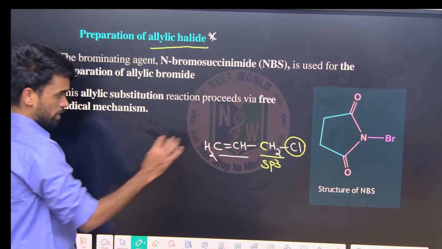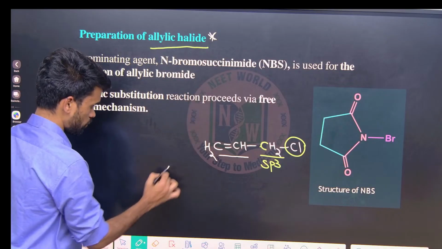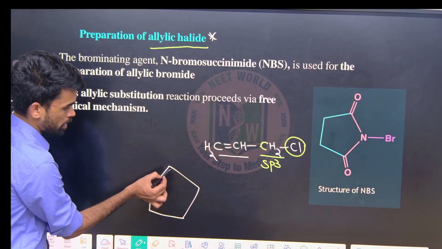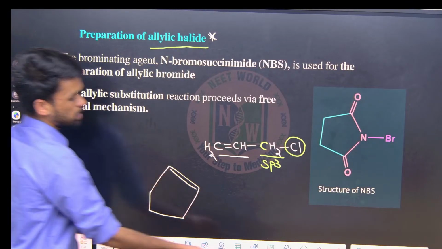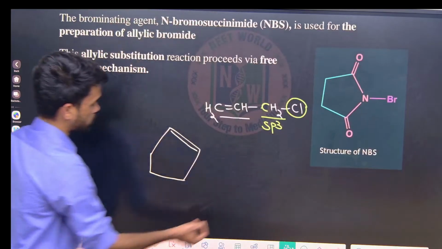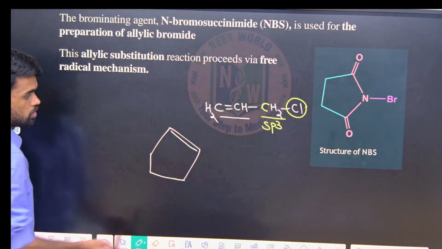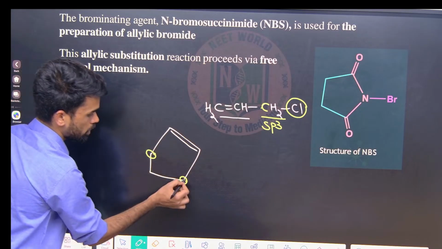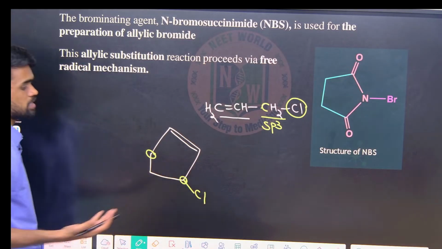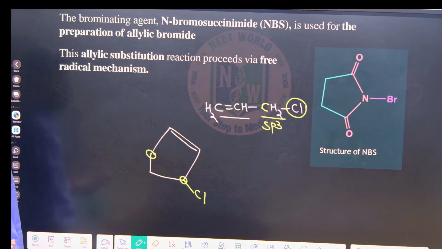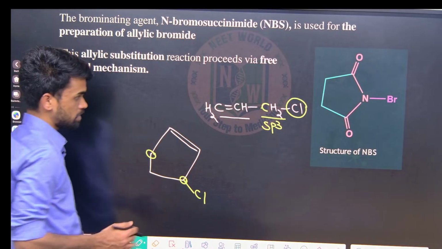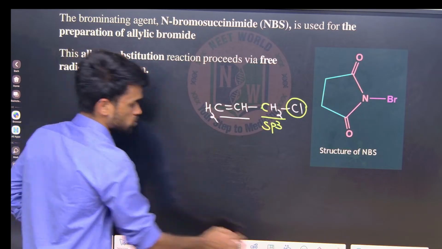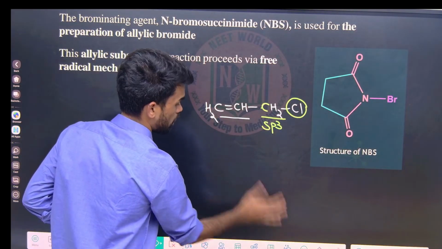Now it can be in any manner. See, I am writing a 5-membered ring here and placing a double bond here. Now tell me, what are the allylic sites to this double bond? The adjacent carbon, yes, this one or this one. If you place this chlorine here, yes, this is an allylic chloride. That's it. So this is how you need to identify allylic halides first. Now let us see how it is important and how we can prepare them.